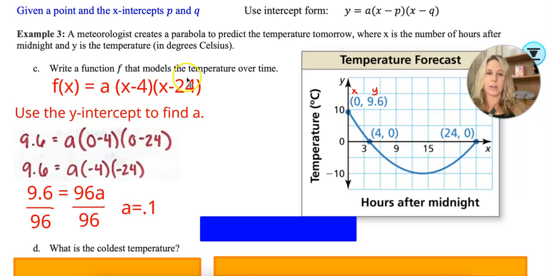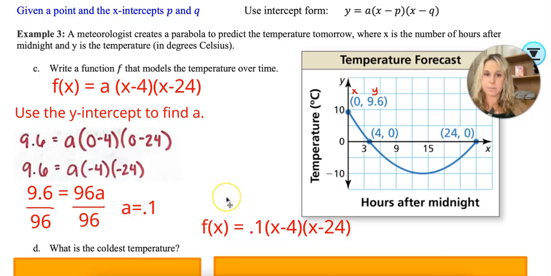So again, to find our final answer, I'm going to take this equation, put 0.1 where the a is, and I would be done. So my final equation would be f of x equals 0.1 times (x minus 4)(x minus 24). And so that is how you would write the equation in factored form, which is best if they give you the x-intercepts.